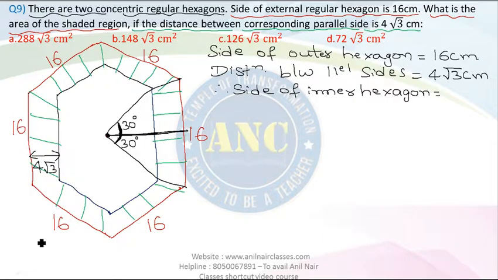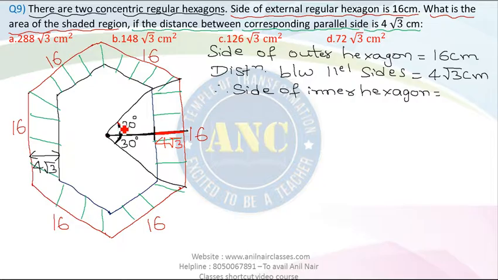Now, can I also say that this particular value, okay, let me draw it in some other color so that you will understand it better. This particular region is given in the question as the distance between the parallel sides, 4 root 3. Now think a little logically, sir.